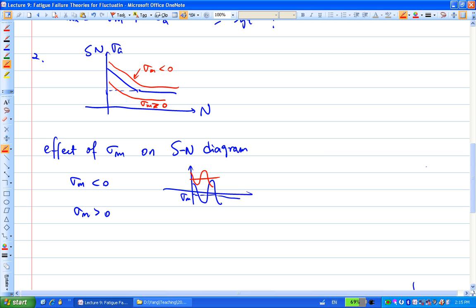So that's essentially, you can see whether it's under compression or it's under a tension here for sigma m, for the effect of sigma m. Okay, so that's SN diagram here. Okay, and to understand this, now, what we're going to deal with mostly, where we're going to focus, okay, mostly is the sigma m greater than 0. Okay, yeah. So we're going to focus on the sigma m greater than 0 situation.